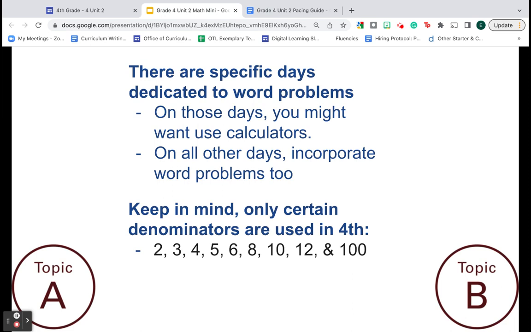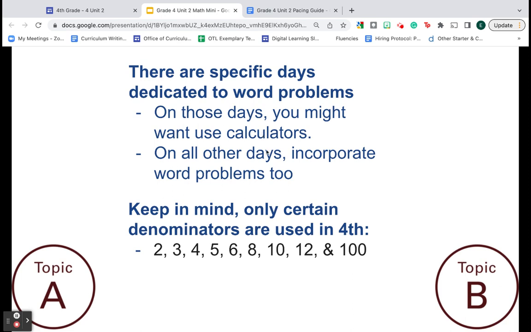Another thing to keep in mind for 4th grade, Unit 2, is that we have identified a couple specific days for word problems. However, there's other days when you should incorporate word problems. You should always incorporate word problems, not just on those specific days. But on those specific days, you might want to give students calculators. That way they can focus more on the word problems and less on the calculations. It'll give them a chance to learn how to use that tool.